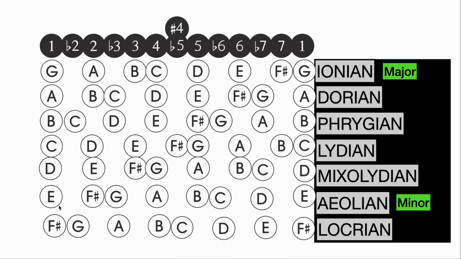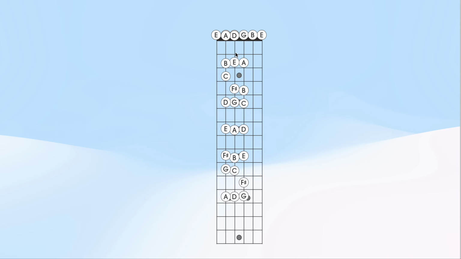Continuing on, we go to the minor. And the minor has a flatted 3, flatted 6, and flatted 7. So that's going to be just like the Dorian, except for the flatted 6. So you see they successively line up with each other here, with the exception of the flatted 6.